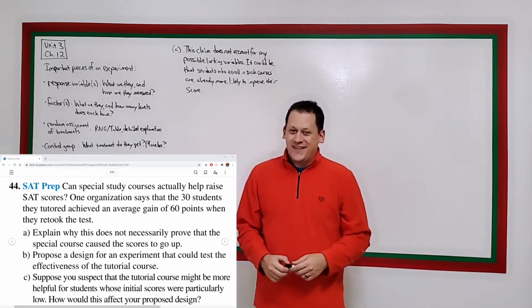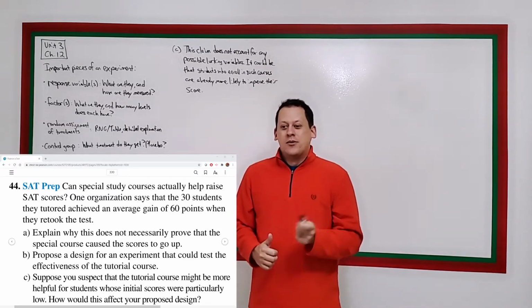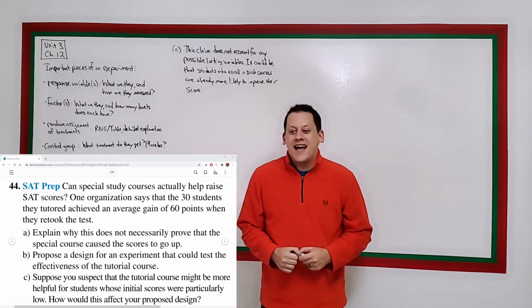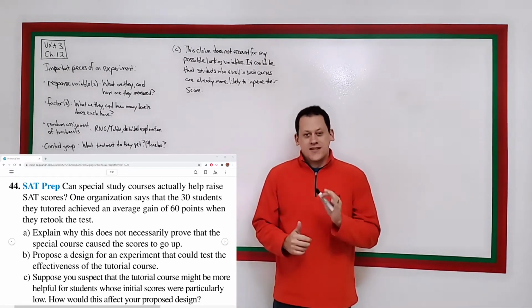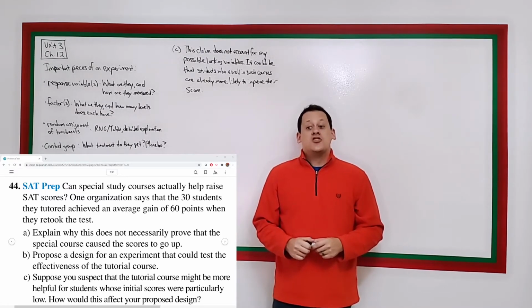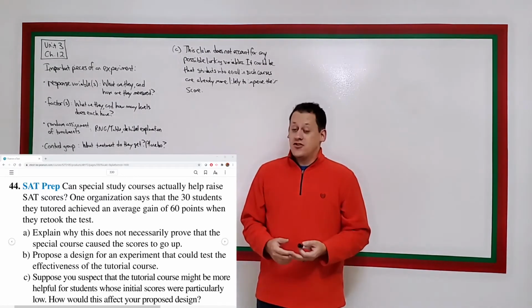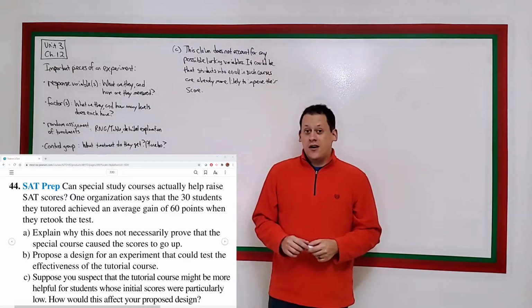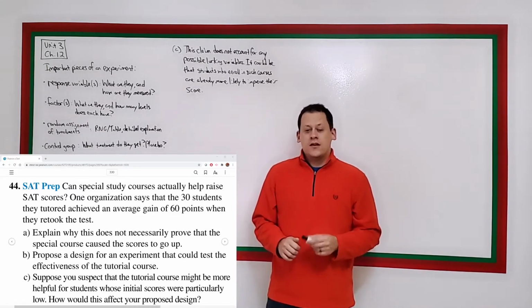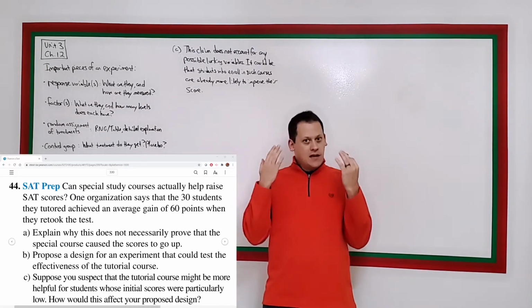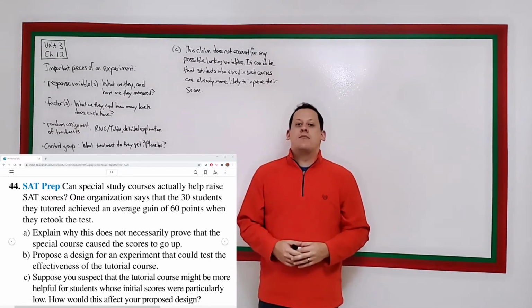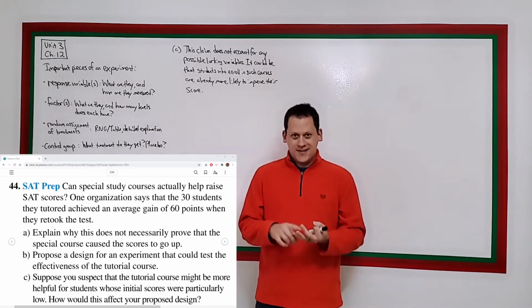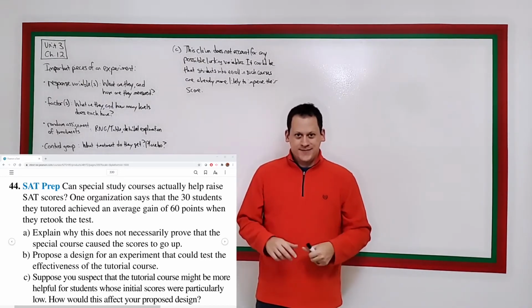Part B, now's your chance. Propose a design for an experiment that could test the effectiveness of the tutorial course. So design your own experiment such that if you got certain results, you could prove a cause and effect relationship. Go ahead and try that out. At least think about it for a few seconds. If you can write that down, that would be great practice for homework, tests, and the AP test.